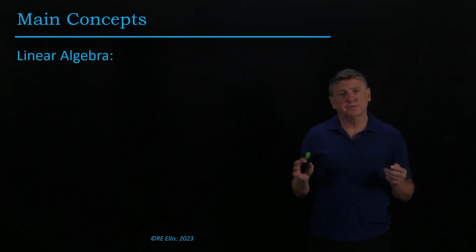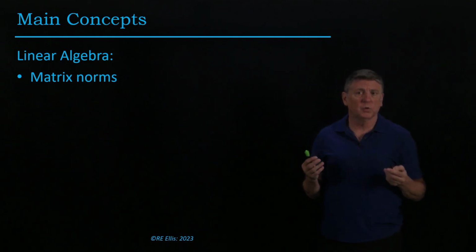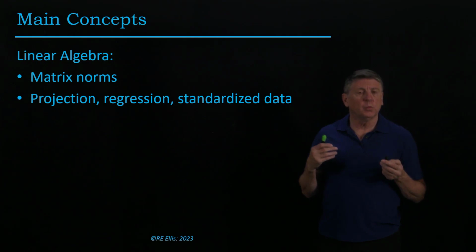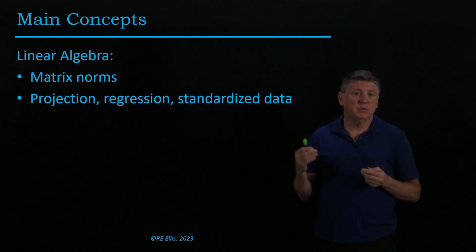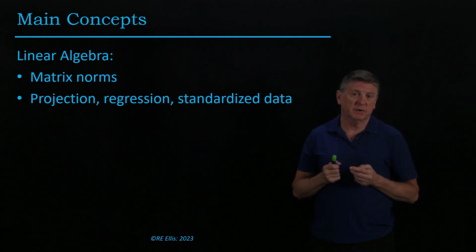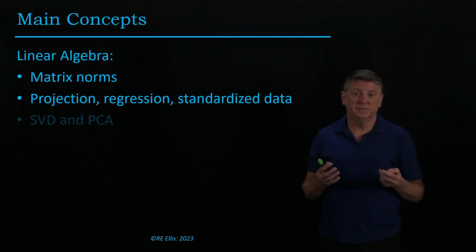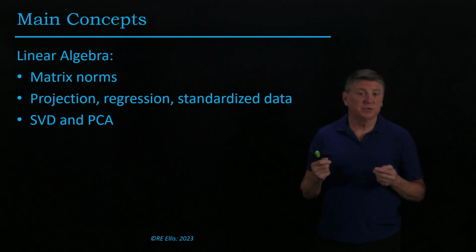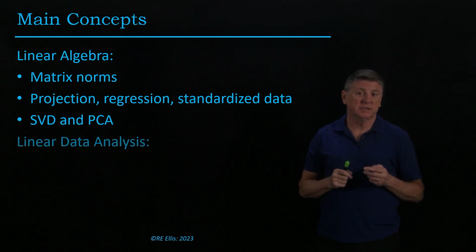So the main concepts for these sessions are, we'll begin with linear algebra. We'll recall what a matrix norm is compared to a vector norm. We'll recall what it means to take a vector, project it to a vector space, how that is basically the same as linear regression, and we'll explore some standardized data, as these are techniques that we'll use very frequently. We'll also recall the singular value decomposition and principal components analysis. We won't go through them in detail, but we will hit the main concepts.